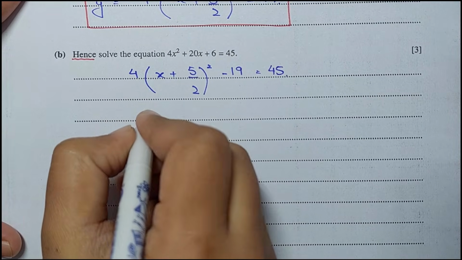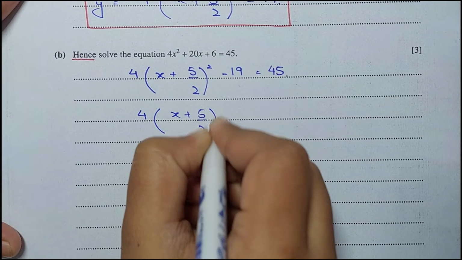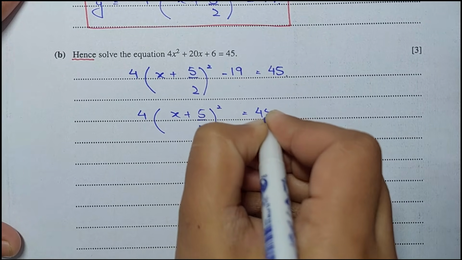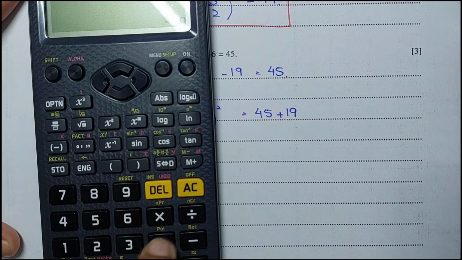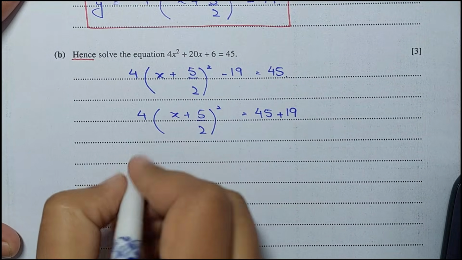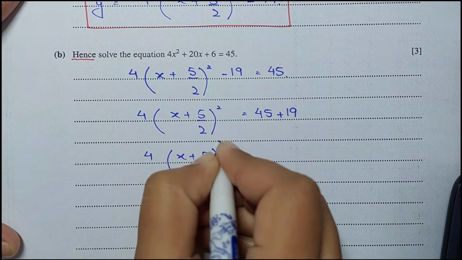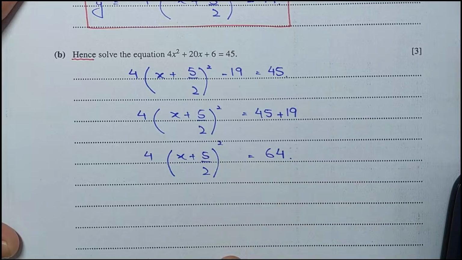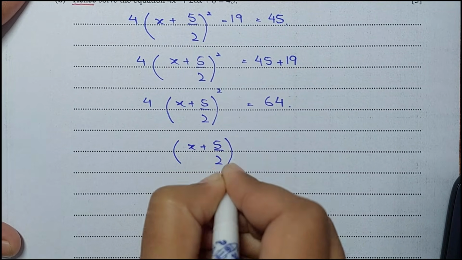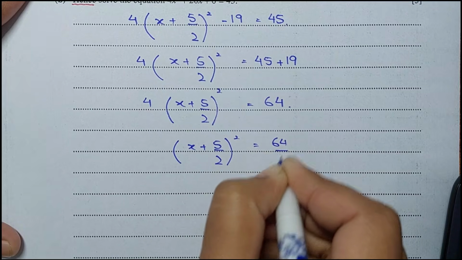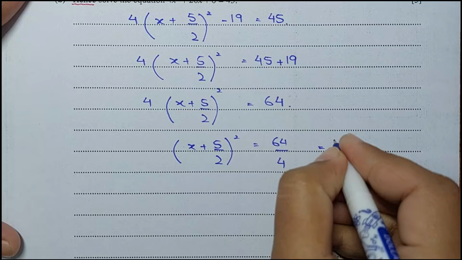Alright, let me solve for x. 4 into (x + 5/2)² = 45, and shift the 19 to the other side, it becomes plus 19. 45 add 19 is 64. So 4(x + 5/2)² = 64. Now divide both sides by 4. (x + 5/2)² = 64 divided by 4, that is 16.